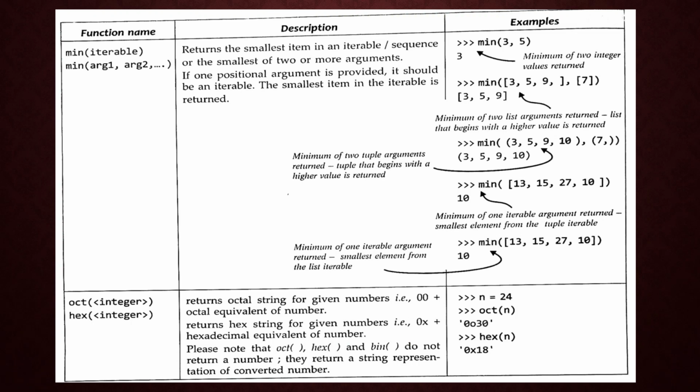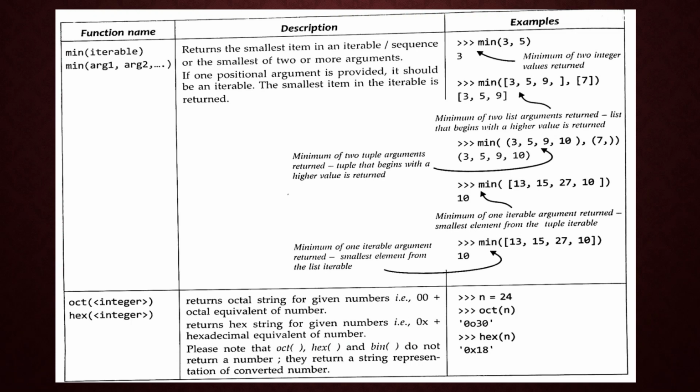Next, oct and hex. Oct of an integer returns an octal string for the given number, that is 0o plus the octal equivalent of the number. Hex returns a hexadecimal string for the given number, that is 0x. So 0x is considered a hexadecimal number and 0o is considered an octal number. Please note that oct, hex and bin do not return a number, they return a string representation of the converted number.